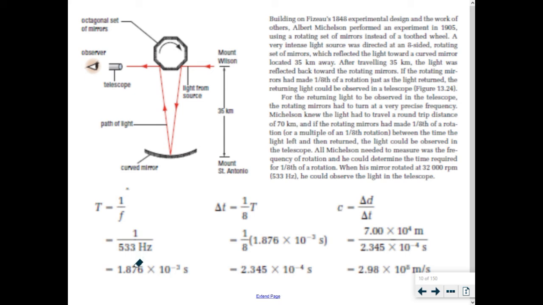So there's always 3 formulas we use in concert. One is the formula where period is 1 over frequency to get time. One is just a made-up formula. You have to divide by 1/8 because the whole wheel is rotating in this amount of time, but you don't need the whole wheel to rotate. You just need it to rotate one section, exactly one section, not too far, not too little.